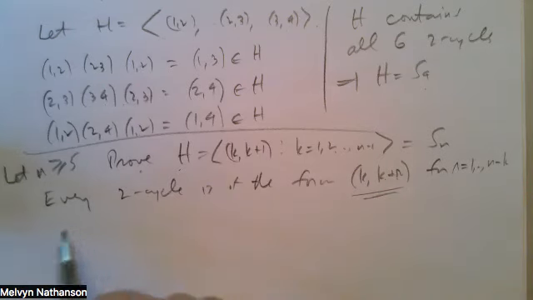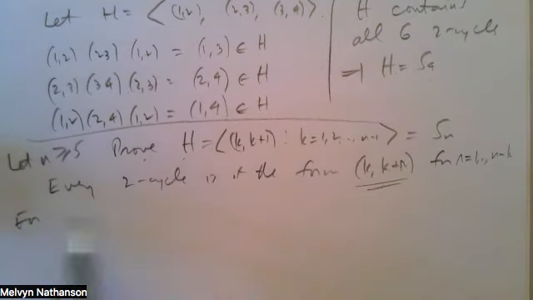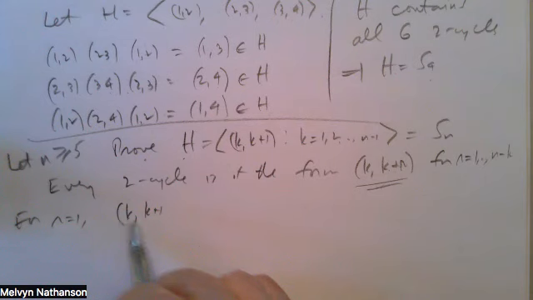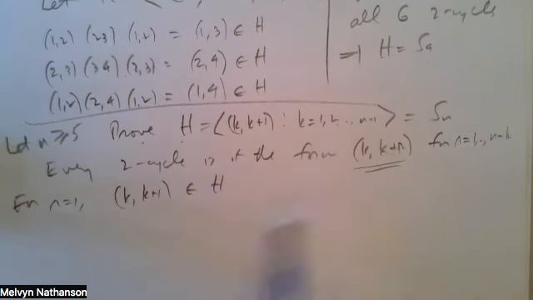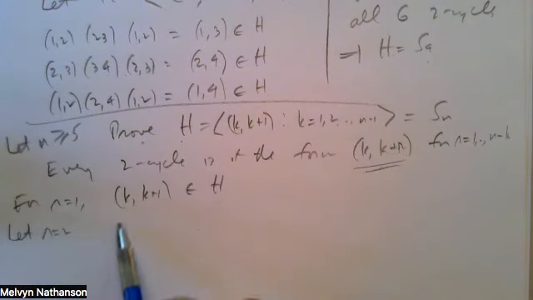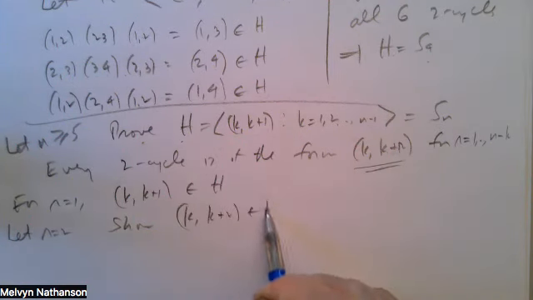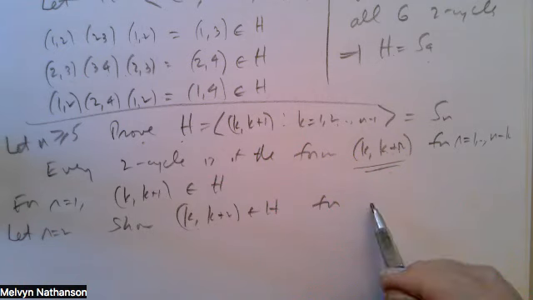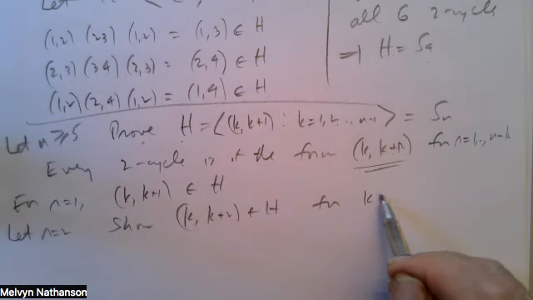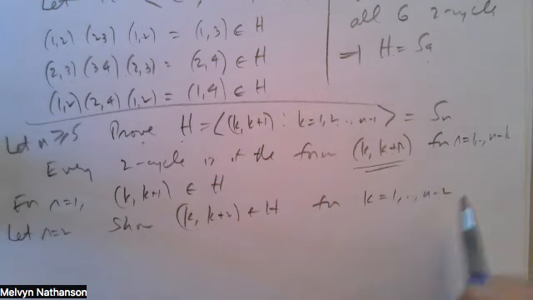Now, for r equal 1, the 2-cycle (k k+1) is in H. What about for r equal 2? I want to show that every 2-cycle (k k+2) is in H, for k going from 1 up to n minus 2.